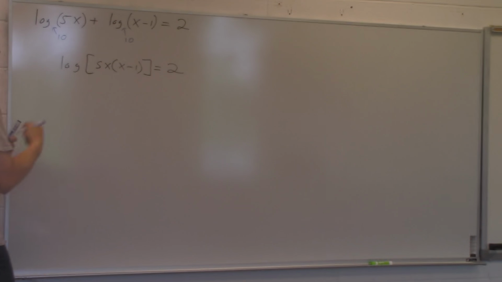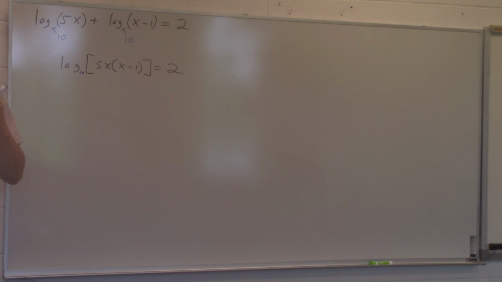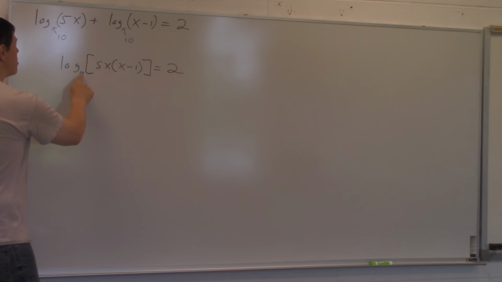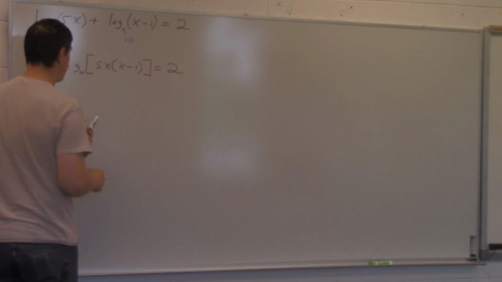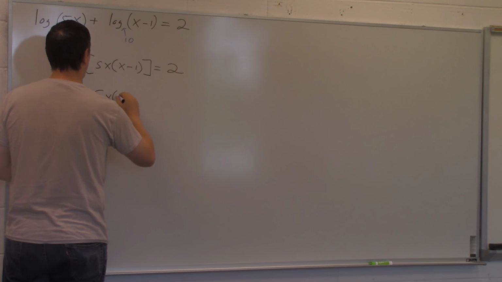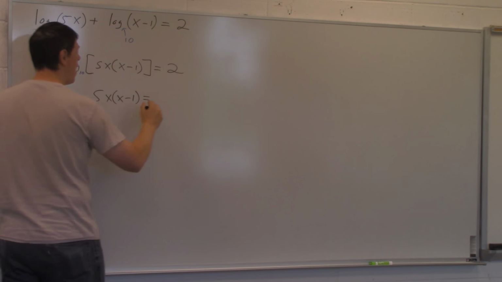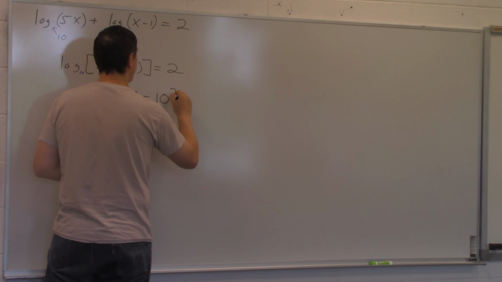If it helps, just go ahead and write the 10 in there, so that you remember that there's always going to be a base 10, the implicit common logarithm. Remember, what we do is we turn it into an exponential function. A logarithm is an exponent. Our base is 10, exponent is 2. So now we can turn this into the equation 5x times (x minus 1) is equal to 10 squared.